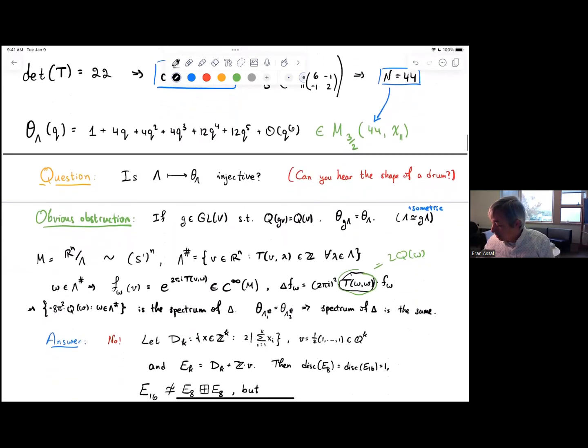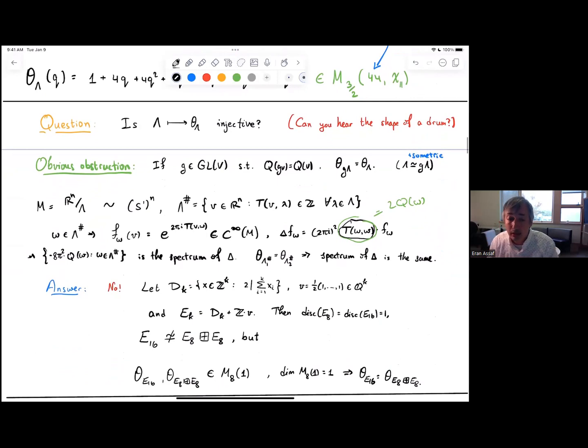And the answer is still no. And a very famous example one can get looking at dimension 16. So we write D_k for the family of lattices of vectors such that the sum of all the coordinates is divisible by 2. And we throw in also the vector with all the coordinates 1/2. So when k is divisible by 8, this gives a lattice with discriminant 1. And specifically, we call these lattices E_k. It's a very famous family of lattices.